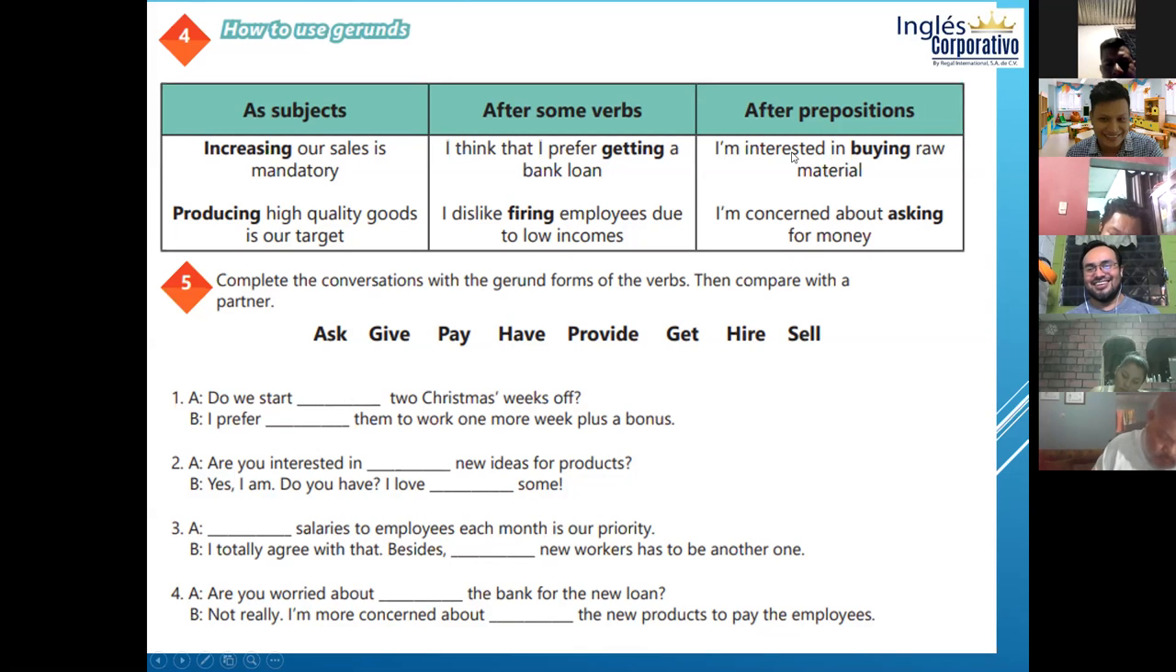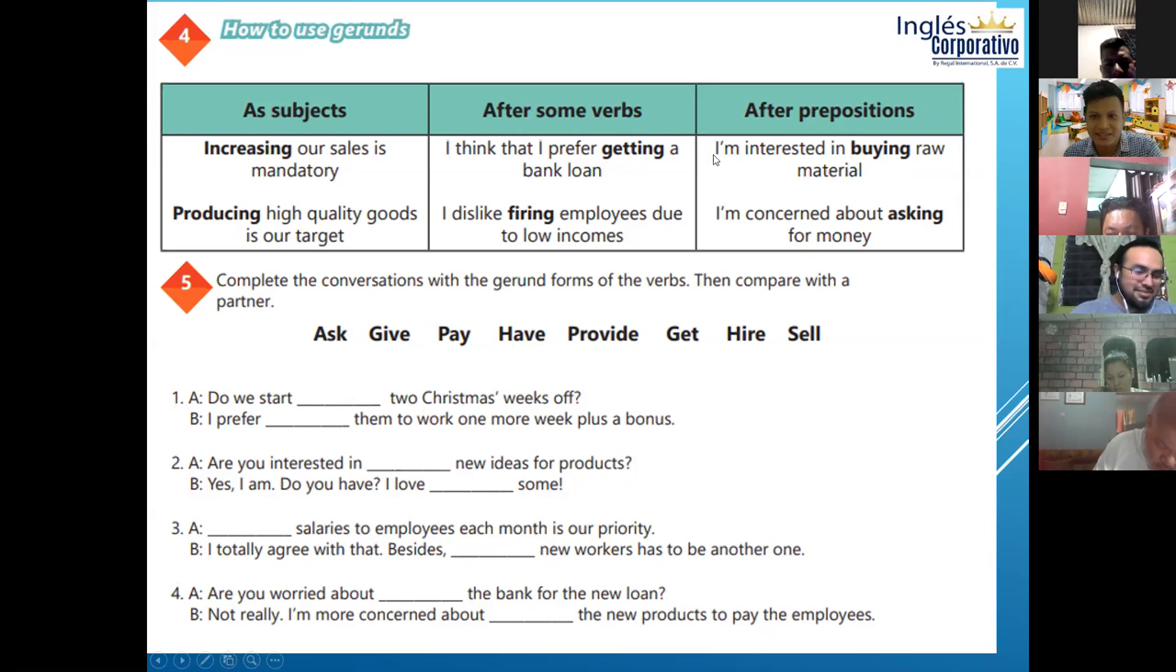Hi, teacher. Hey, hello, Carlos. Can you help me to read this one? Okay, go ahead. I'm interested in buying raw materials. Okay, in Spanish. Yo estoy interesado en comprar materia prima. Okay, thank you, Carlos. Really good.